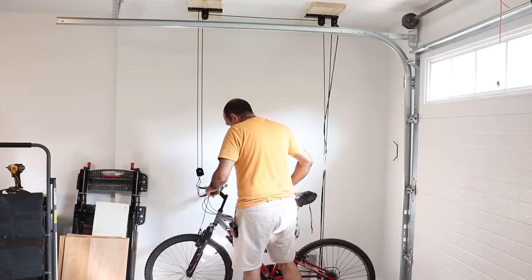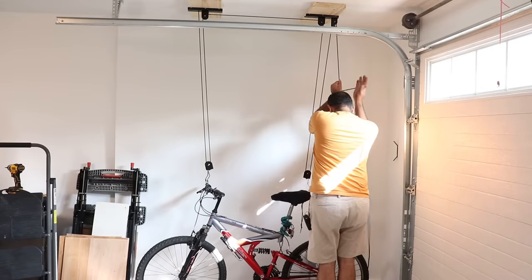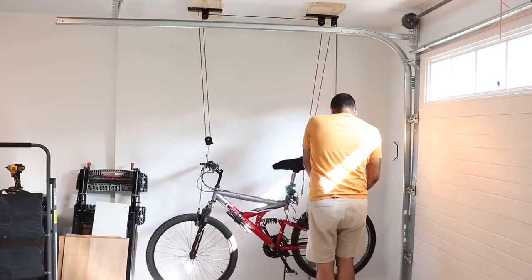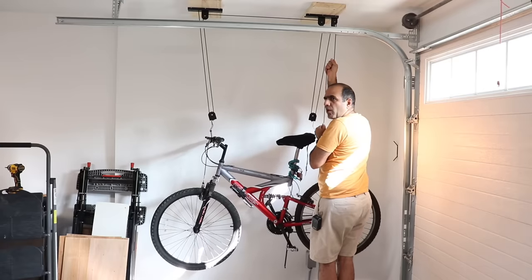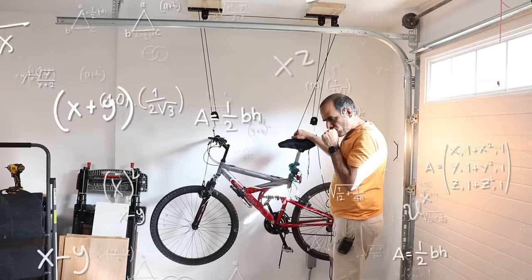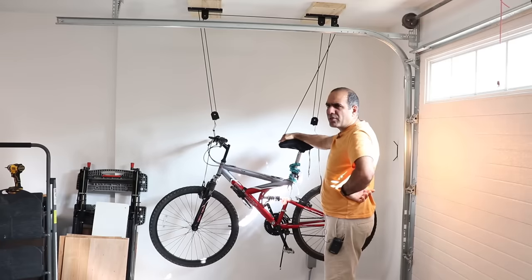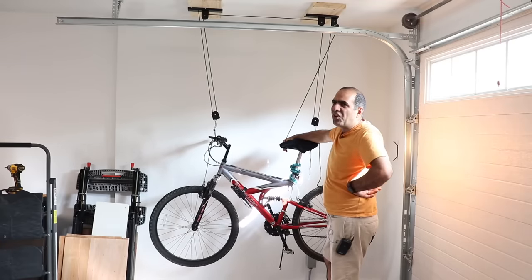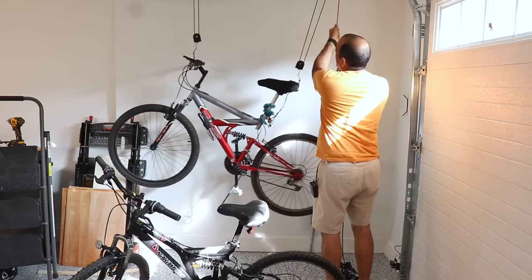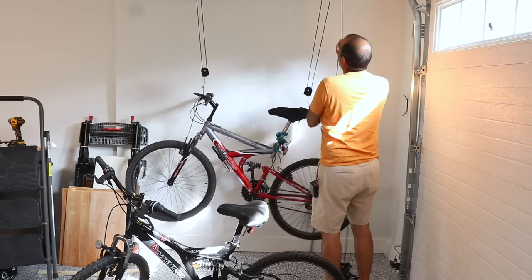Now we try to hook it again. Let's pull it up. 176. 176 minus my weight. So I'm pulling it up with 16 pounds of force. So it's around 1/3 of the weight of the bike, not 1/4. It's definitely much, much easier to bring it down.